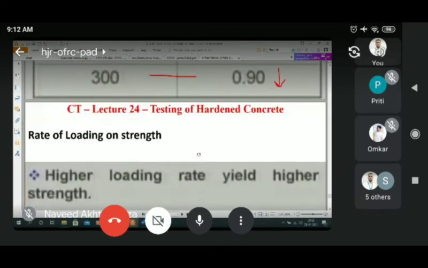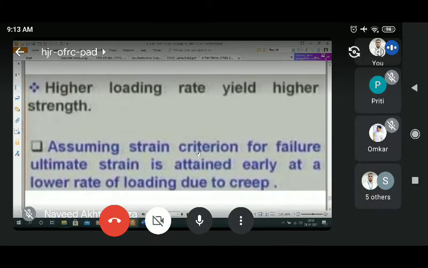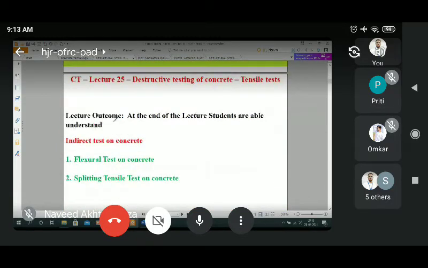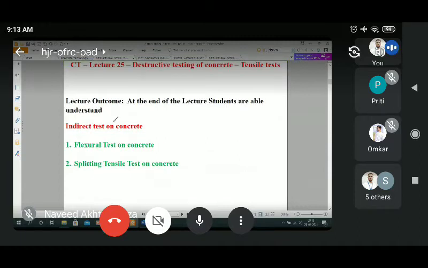And then loading rate also affects the strength of your test concrete. If the loading rate is high, you will get the higher strength. So these we have seen in yesterday's class. And now further we will move towards today's lecture. In the same way we continue the destructive testing of concrete, but here the test is the tensile test. At the end of the lecture, you will be able to understand the indirect test on the concrete and the direct test on the concrete.